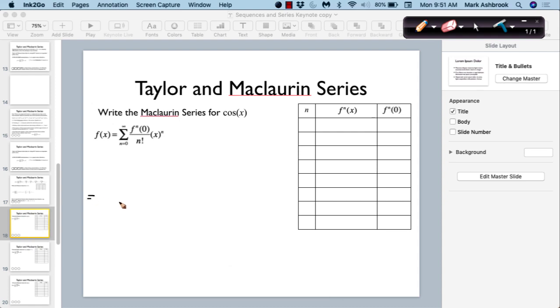So was the first one 0? Let's write it out. So was the constant 0? Let's see, cosine. Oh no, the constant's 1. So it was 1 plus 0 plus or minus what? X squared over 2 factorial? I'm just guessing here. I'm waiting for someone to chime in. Is that right? Plus.